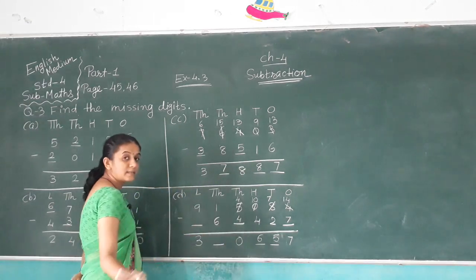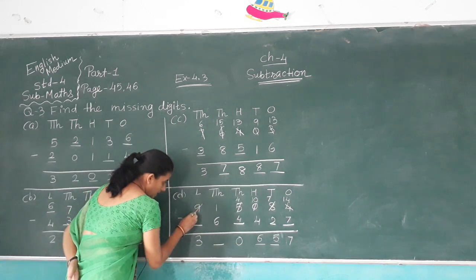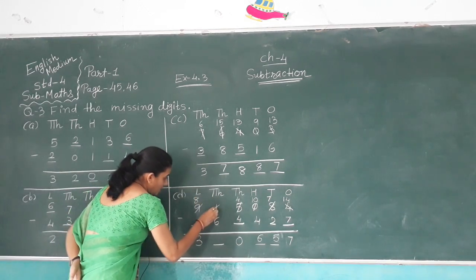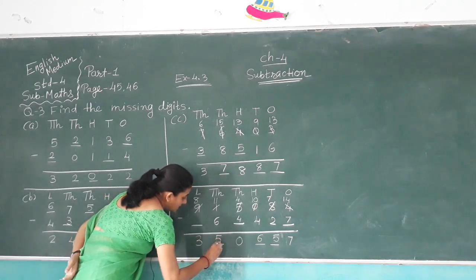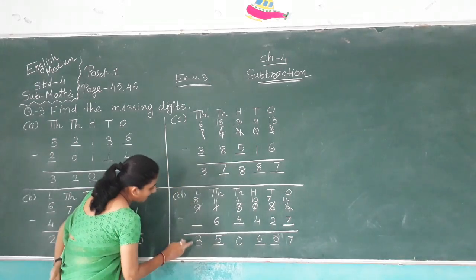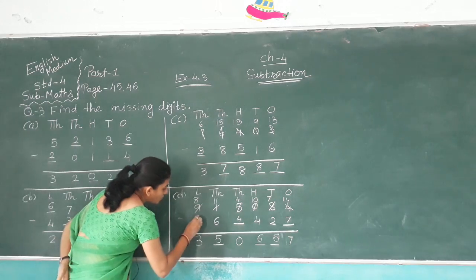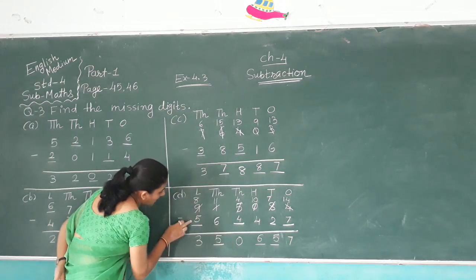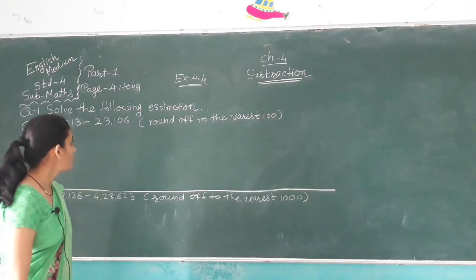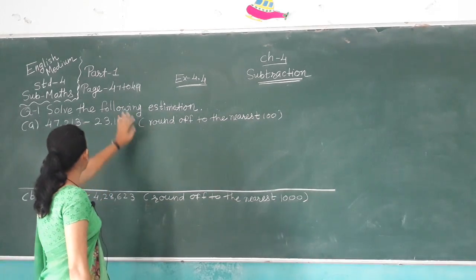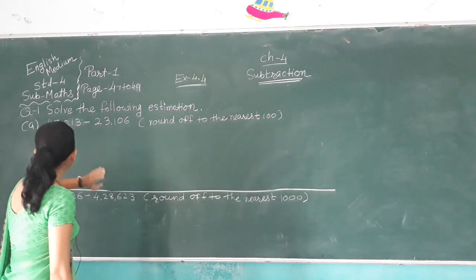Again 1 minus 6, it is not possible. Here cut 9, write 8 and cut 1, 11. 11 minus 6, we get answer here 5. 8 minus 3, which digit? So you write here 5. So 8 minus 5 is equal to 3. Now exercise number 4.4, page number 47 to 49.